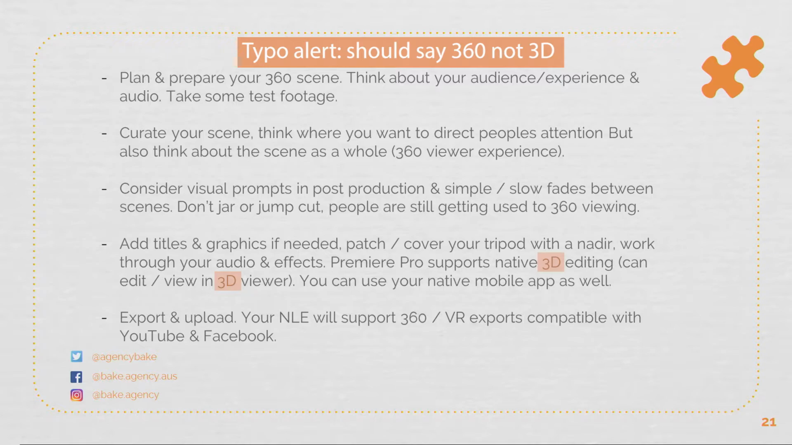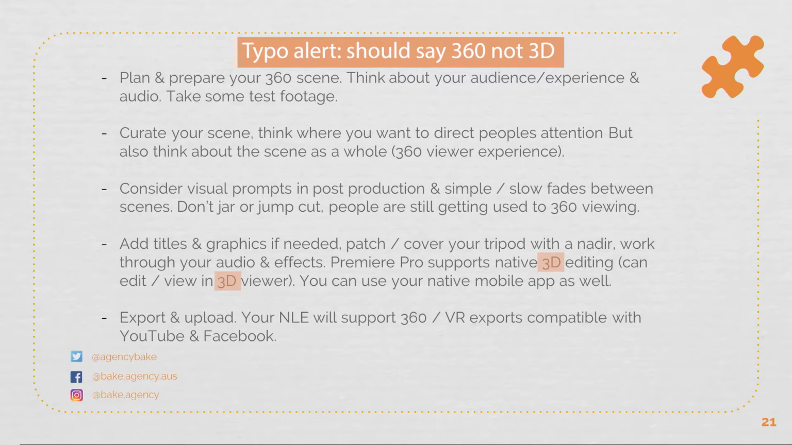In post, as I said, you can add some titles and graphics if need be. They're supported by the likes of Premiere Pro. You can easily put in titles and banners and graphics there. Generally, when you do film with a 360 camera, it will need to be on some sort of stand. So depending on the stitching, the stand may or may not be visible. So you can actually cover that tripod with what they call a nadir. So it's just a little logo that sits at the bottom of that 360 scene and blots out your tripod.